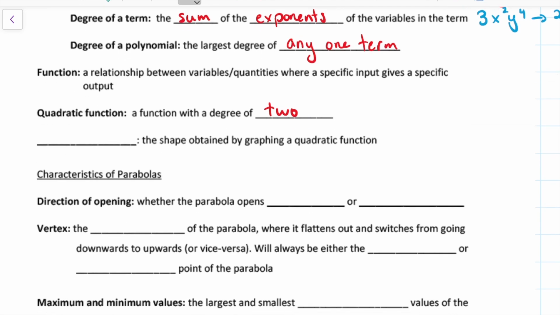Our next box there is the shape obtained by graphing a quadratic function. So I'll show you the shape, and then you might know what the name is, you might not. If we were graphing any sort of quadratic function, we're going to end up with a graph that's going to have this sort of shape. It might be shallower or steeper or wider or whatever, but it's going to look something like this. And this shape is called a parabola.